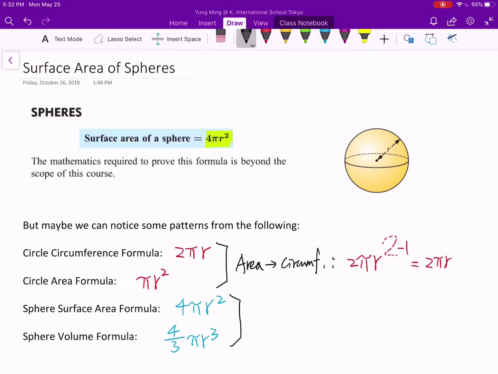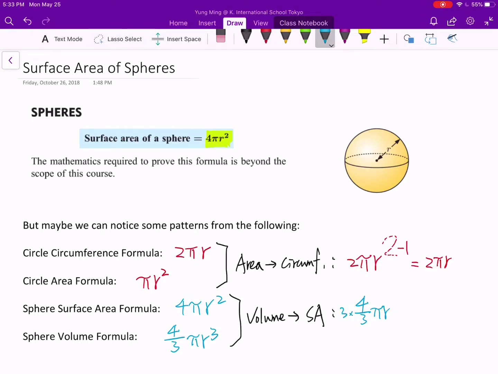In the next case, we have volume being transformed to surface area. How does that work? It works exactly the same way. You start from 4 over 3 pi r cubed. This is the formula for volume, and we're going to go from volume to surface area. Again, we bring the 3 down here in front. It becomes a multiplication now.